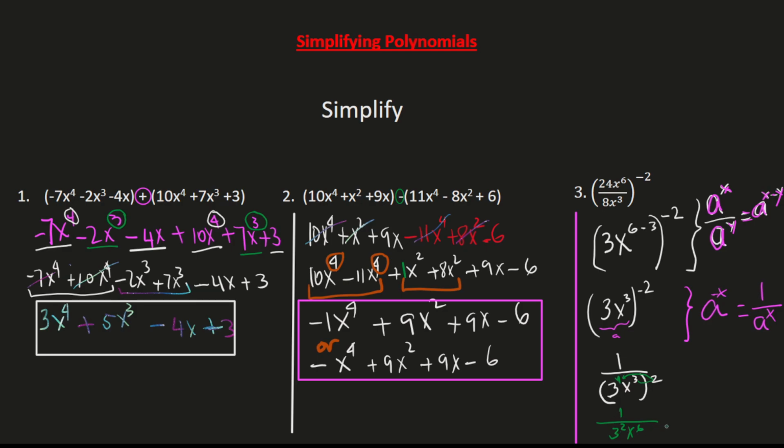So now let's finish this. This is the last one because we need to finish with the 3 squared. So this is equal to 1 over 9x to the 6. And this is your final answer. 1 over 9x to the 6.